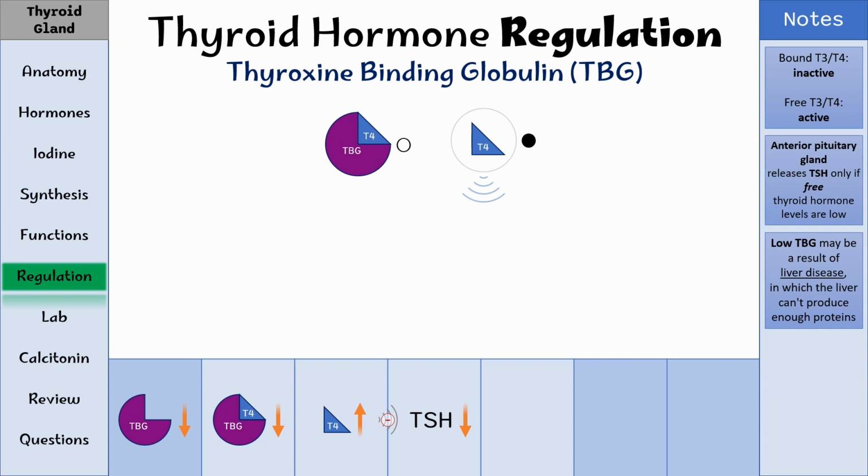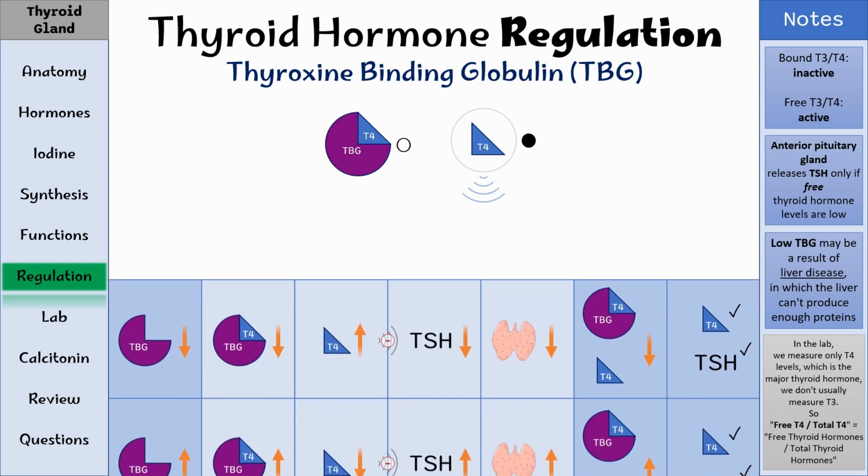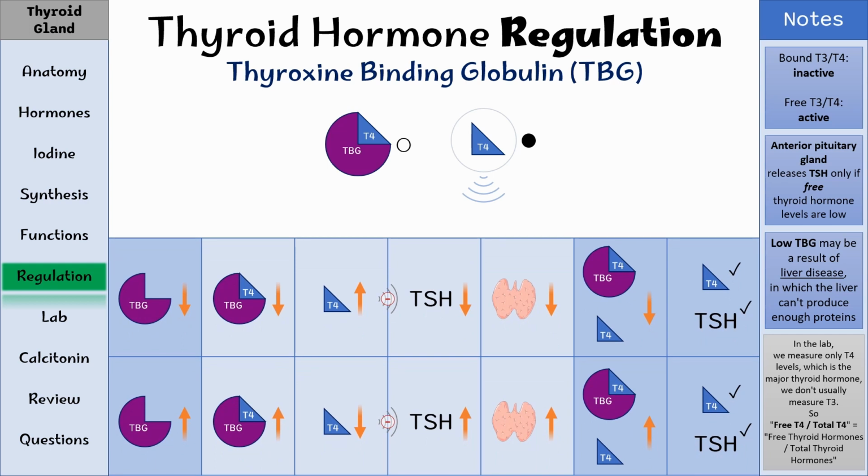That, in result, will decrease thyroid hormone release from the thyroid gland, and there is a decrease in total thyroid hormone. And when the free thyroid hormones go back to normal, TSH also goes back to normal. As a result, a patient with low TBG will show normal TSH, normal free T4, and decreased total T4. And vice versa. A patient with high TBG will show normal TSH, normal free T4, and increased total T4.